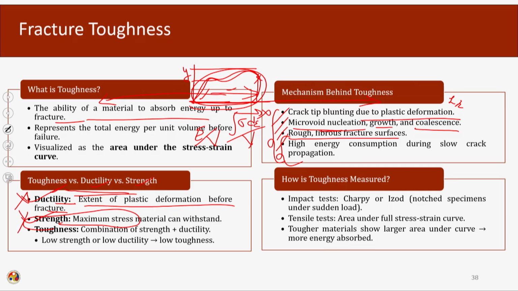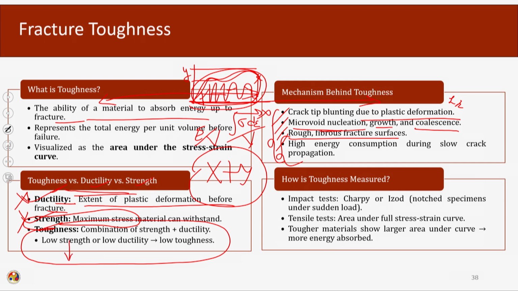Now, toughness is a combination of the strength and ductility both. Remember, it is the representation of the area under this curve, so this is an x plus y factor. It incorporates both the ductility as well as the strength factor. If either one is low, it will affect the toughness also. So, this is not an independent measure, but a combined measure of the strength and the ductility both.